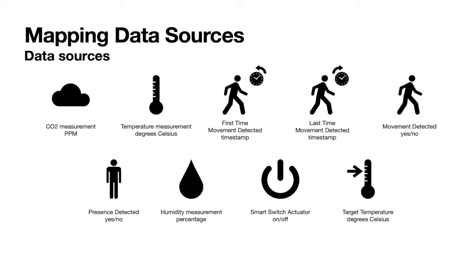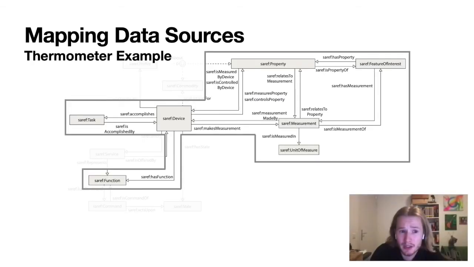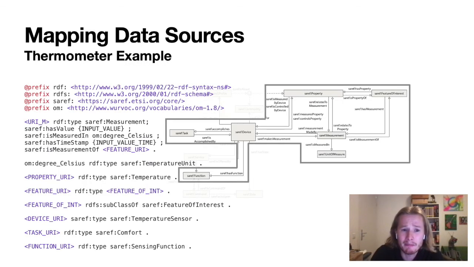Most of them speak for themselves. Only the first time movement detected and last time movement detected are a bit non-descriptive. They can be most easily interpreted as the starting point and the end point of a time frame in which movement is detected in a specific room. For this presentation, we only do one of the devices as an example, which is the current temperature measurement. As can be seen, we don't need all classes for this device, only those related to the measurement. The template of the mapping shows how the measurements will be encoded in RDF.